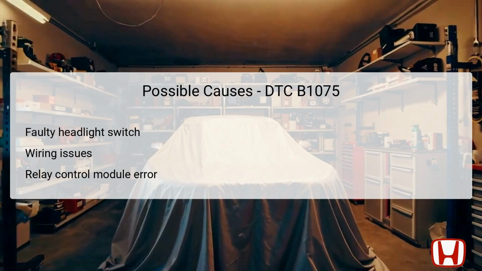Another possible cause is an error within the relay control module, which can fail to send the appropriate signals to activate the headlights. Each of these components is interlinked, making it essential to check them thoroughly during troubleshooting to pinpoint the exact failure. Addressing these problems swiftly is essential for maintaining road safety and complying with vehicle lighting regulations.